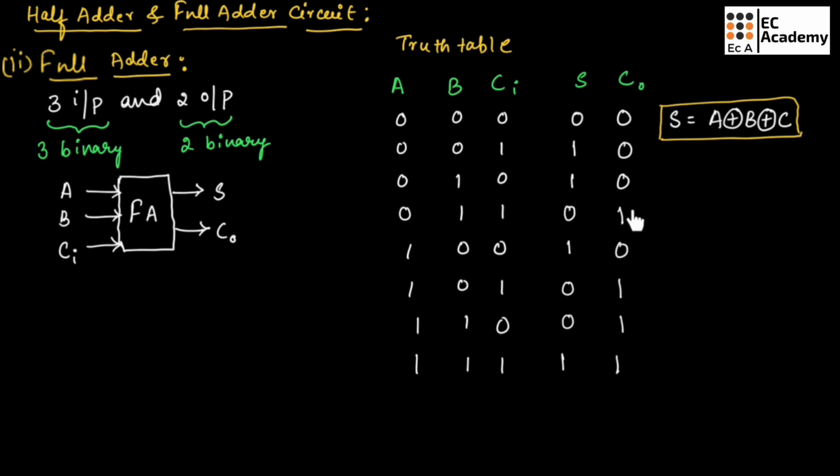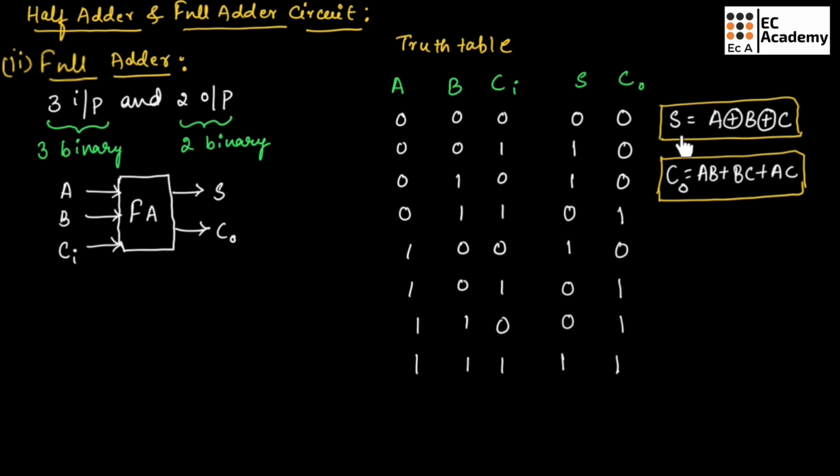Similarly, for carry, we are getting output 1 here. So correspondingly, we can write the variable as A bar, B, C. For this output, we can write the variables as A, B bar, C. For this, we will get A, B, C bar. And for this output, we will get A, B, C. If we simplify this equation, we will get carry as AB plus BC plus AC. So this is the Boolean expression for carry, which is C naught.